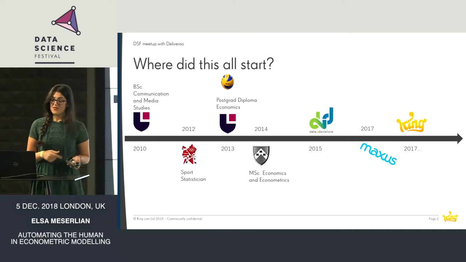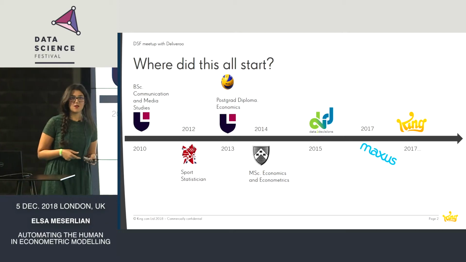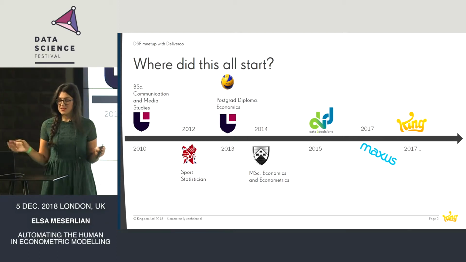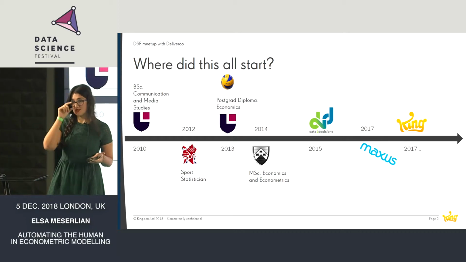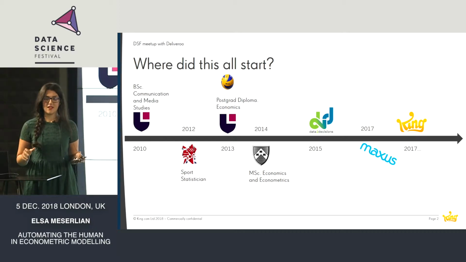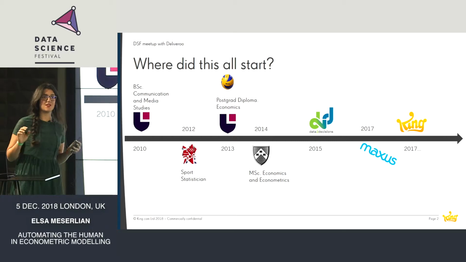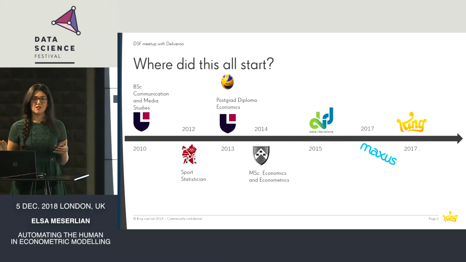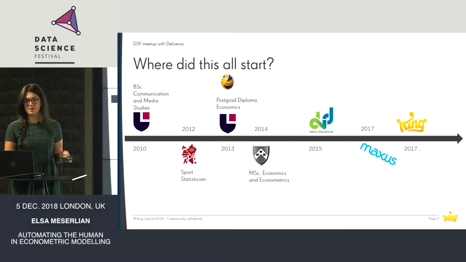And then very differently, I recently moved to King about a year ago, and the environment here is completely different to working agency side or consulting side. You have access to literally everything. You can do whatever you want with it, and you can do it much faster because you don't have to run around trying to get people to send you Excel files.